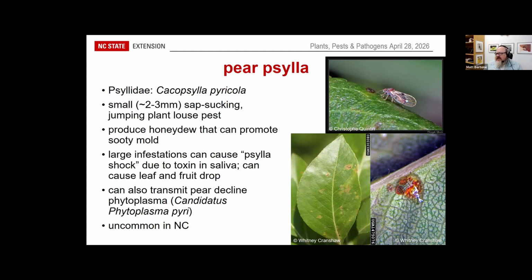But again, I have not experienced these here in North Carolina. They exist here, but they don't seem to be a huge problem. But if anybody sees them, let us know. I'd be curious to see. Okay, so those are the 2 main pear pests out there.